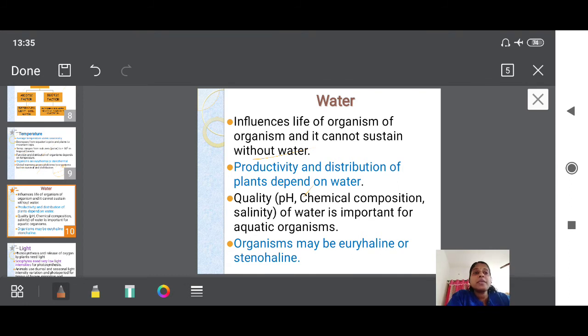And organisms may be euryhaline and stenohaline, okay. So what do you mean by euryhaline? Euryhaline are those that can withstand a wide range of salinity. Even if there are large amounts of salinity, they can survive. So that one we call it as what? Euryhalines, okay. Like green crab, molluscs are all euryhaline. They can withstand a very high range of salinity.